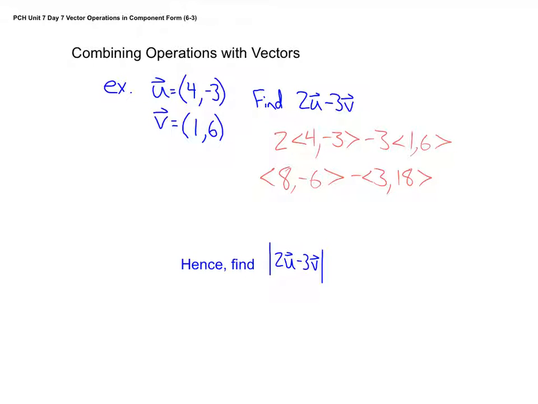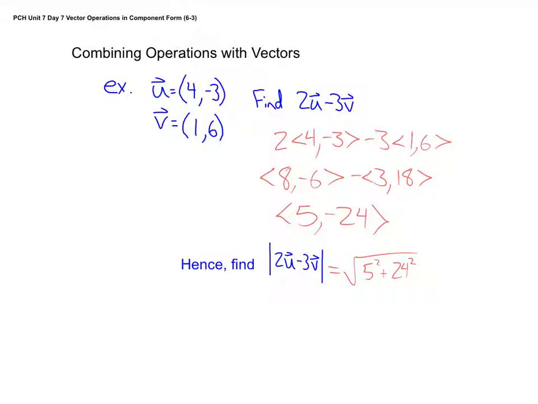But now we have subtraction. 8 minus 3, we have 5. And negative 6 minus 18 is negative 24. Okay? Now that we know that, we can find the magnitude. So that's just going to be the square root of 5 squared plus negative 24 squared.